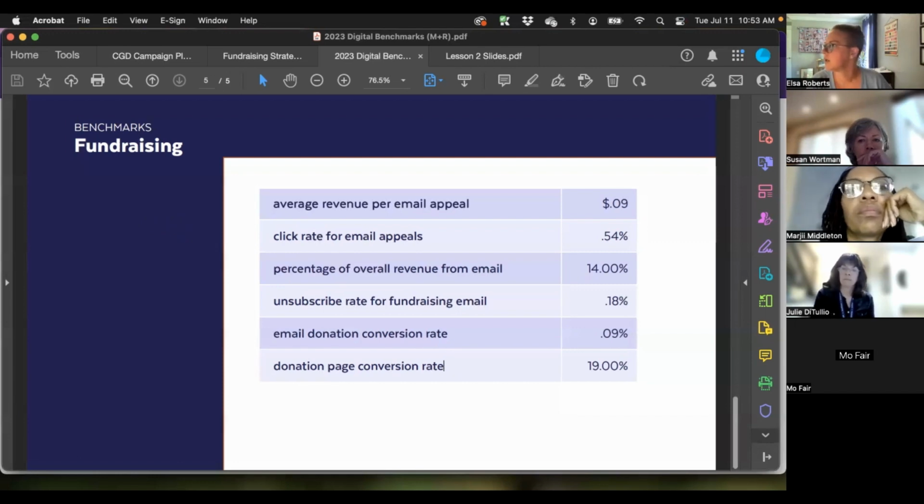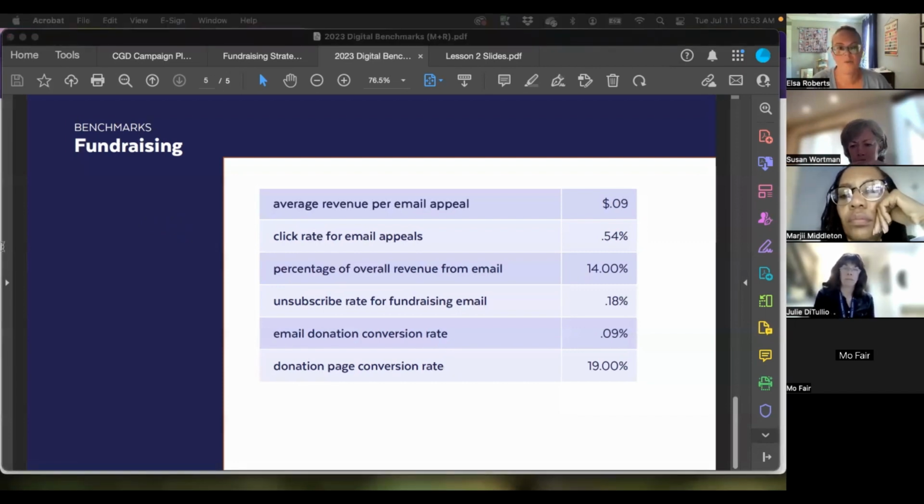And those are the benchmarks that I think are probably most critical for folks to be aware of. And again, these are external benchmarks, right? This is aggregated from many nonprofits who all have different budgets and work in different areas. So don't just apply them to your organization and say, oh, I'm not measuring up, because there's a lot of context involved here. That's why it's so important to measure your own results so that you can benchmark against your own internal numbers.